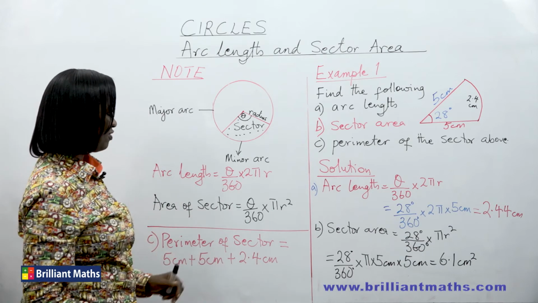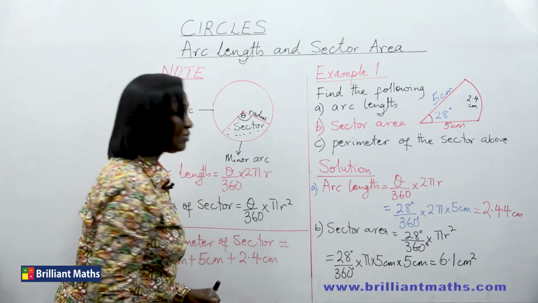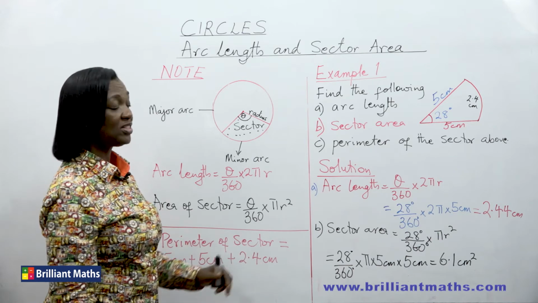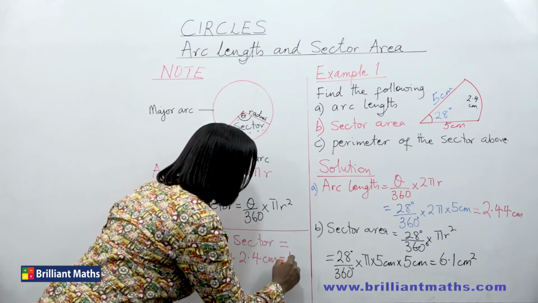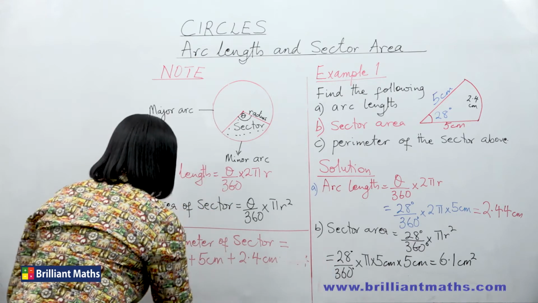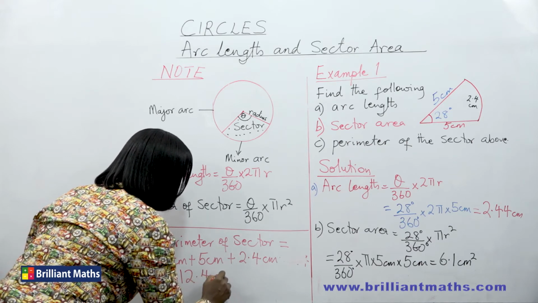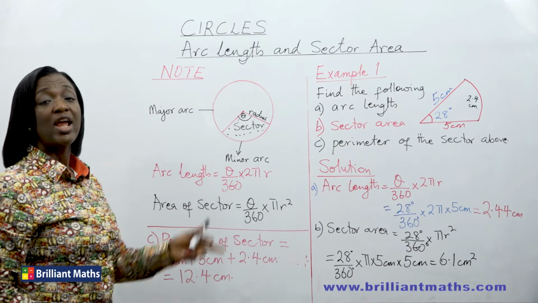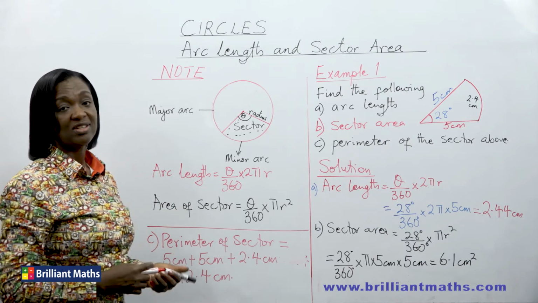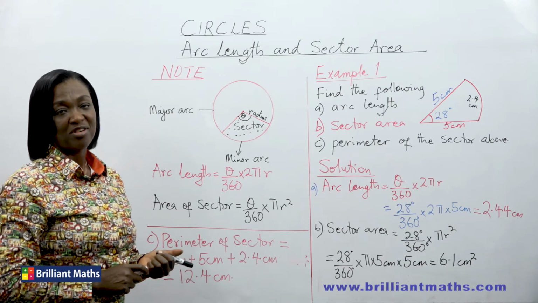So 5 plus 5 is 10. 10 plus 2.4 centimeters would give us 12.4 centimeters. Perimeter is also a linear measure, so it is in centimeters. Very interesting. You can work out some more from Brilliant Maths Module 4.